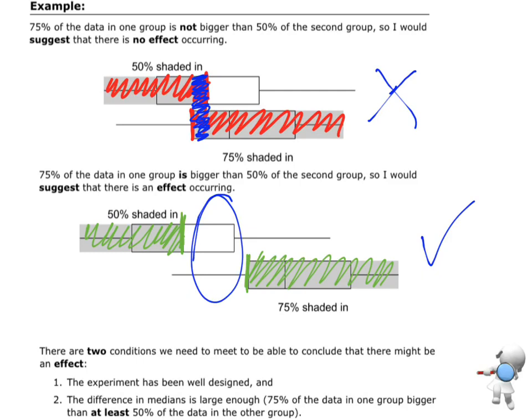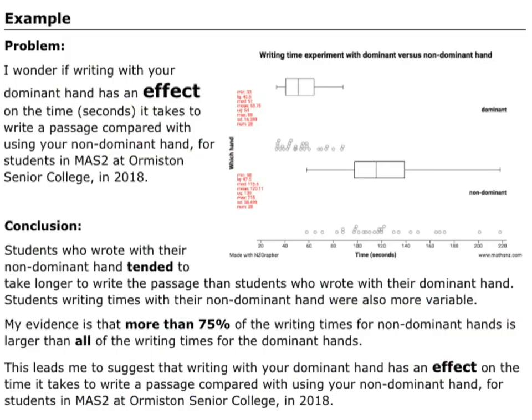So in order to be able to conclude that there is an effect, I need to first of all have a well-designed experiment. That's when we've randomly allocated patients and participants into groups, and controlled whatever we can. Then the other condition we need is this 75%, 50% that we've just looked at. And those things together mean that I can say that doing this tends to have an effect. There might be an effect.